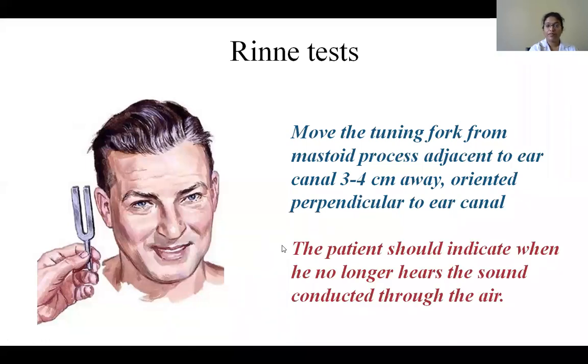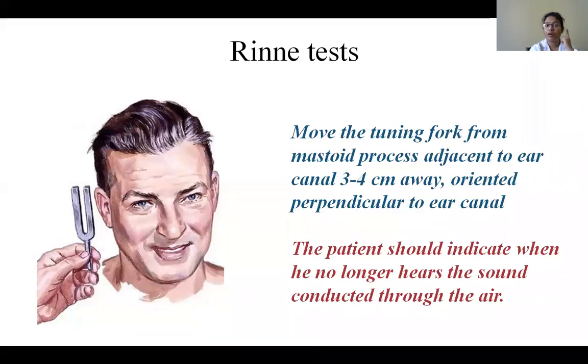So again, when the person no longer hears the sound conducted through air, he has to indicate. So this is what are the steps for Rennie's test. First is we assess bone conduction and then we assess air conduction. For bone conduction, you will place the vibrating tuning fork over the mastoid process, and when the person stops hearing the sound, you move the tuning fork in front of the ear canal 3 to 4 centimeters away, but kept perpendicular to the ear canal.